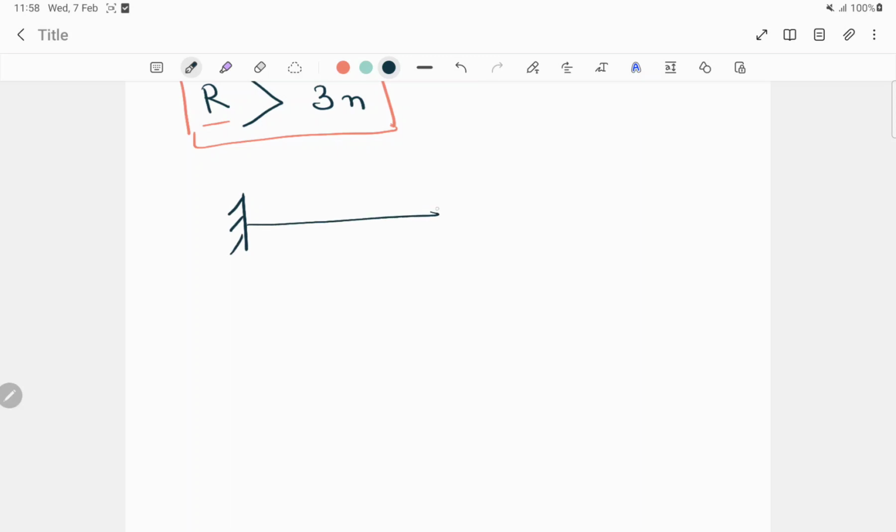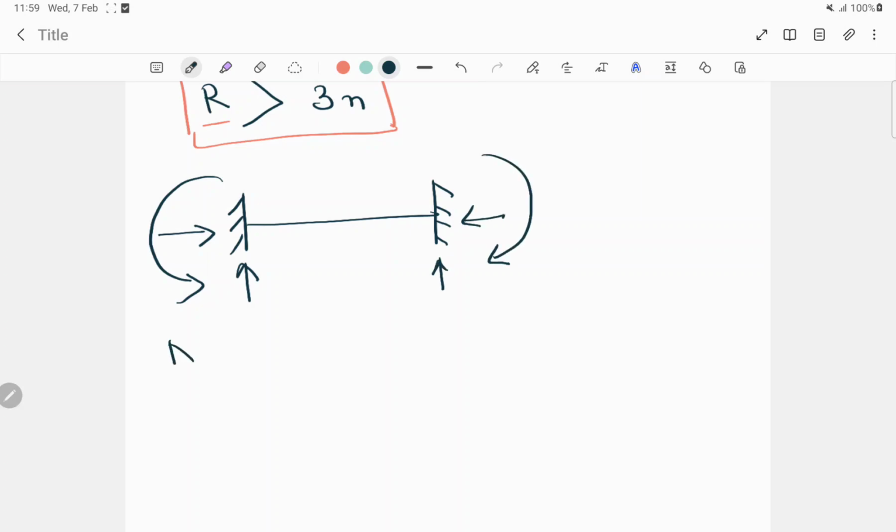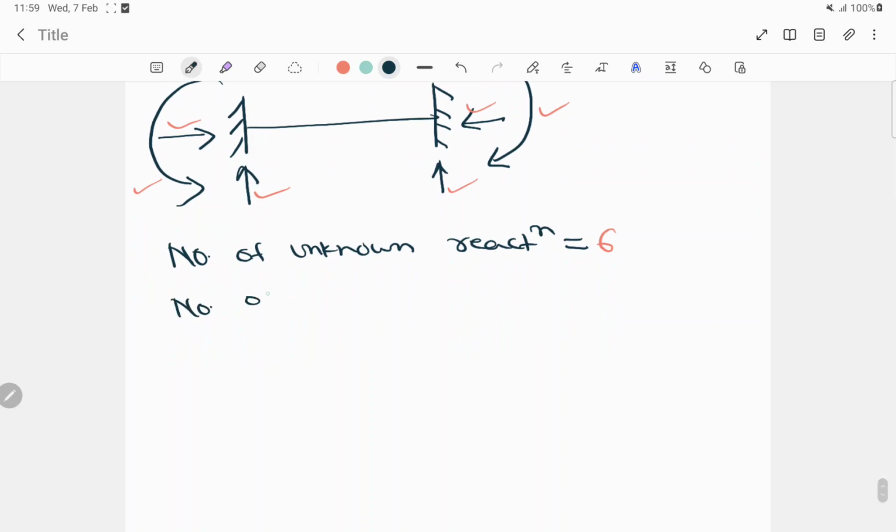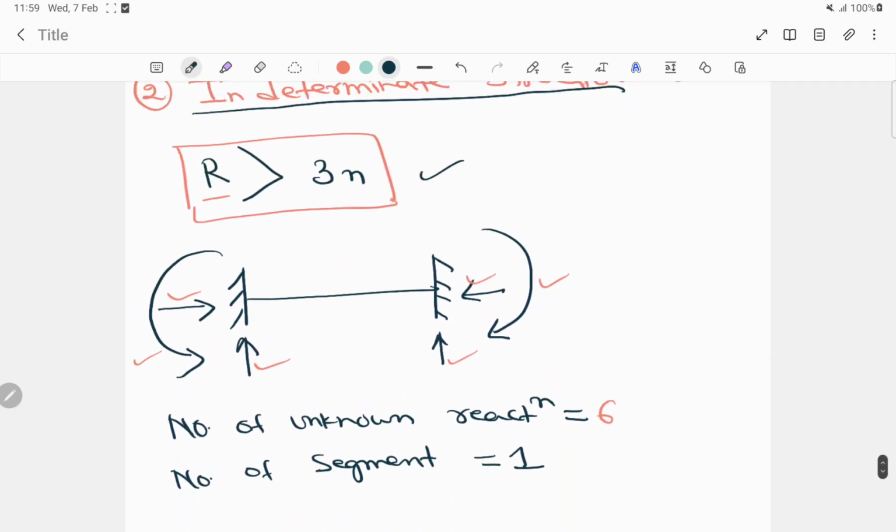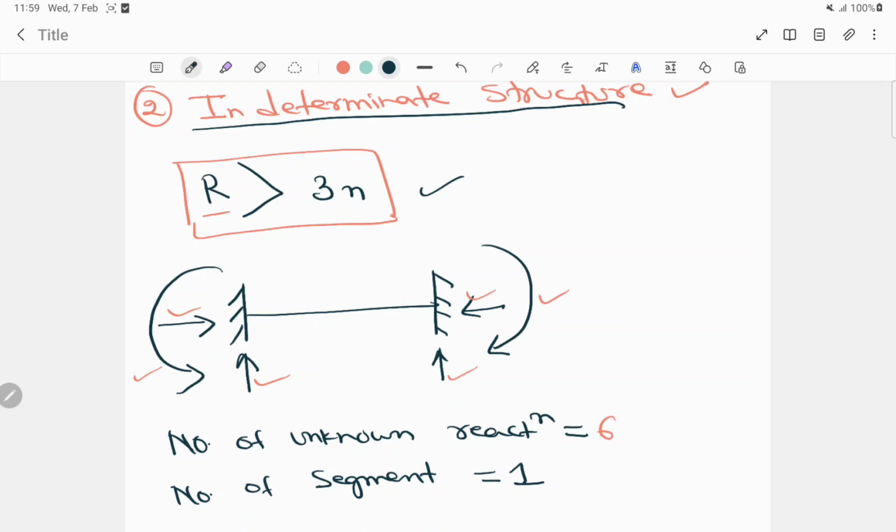Okay, so we'll take the example of a fixed beam. Fixed beam means both the ends are fixed. So in the fixed beam, the unknown reactions are vertical, horizontal, and the moment. Here also it is the same: vertical, horizontal, and the moment. So in this case, the number of unknown reactions is equal to 1, 2, 3, 4, 5 and 6. And the number of segments is equal to 1. So we just need to put these values in this equation, and it should satisfy it so that it comes under indeterminate structure.